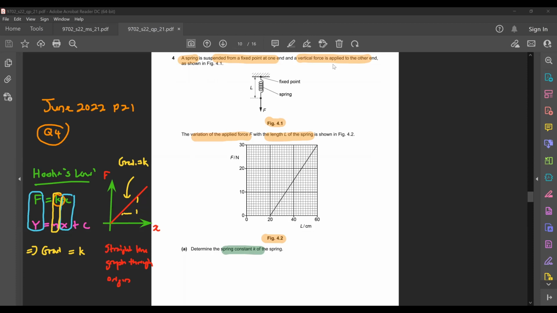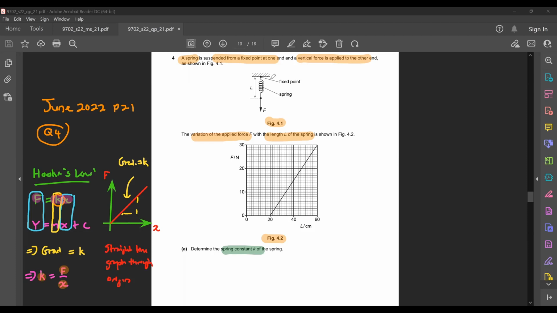Now there's also another way in which we can find the spring constant. Since force is equal to the spring constant times x, the spring constant is just the ratio of the force divided by the extension. So if we know the force applied, as well as the corresponding extension caused by the force, we would be able to find the spring constant.